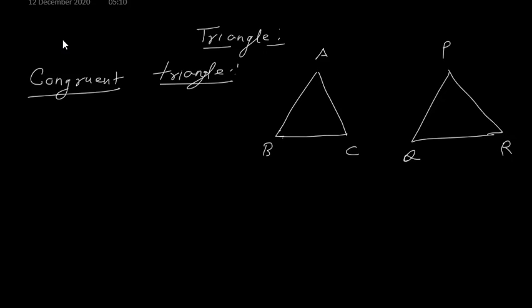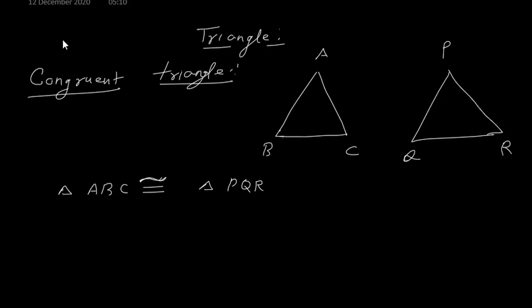If triangle ABC and triangle PQR are congruent, then I will write triangle ABC. Now, this is the symbol of congruence. I will draw two equal lines, and then on the top of it, you will see a symbol like this. This is the symbol of congruence of triangle, congruent. So triangle ABC is congruent to triangle PQR.